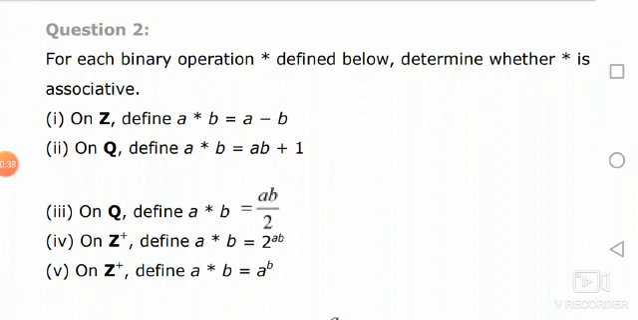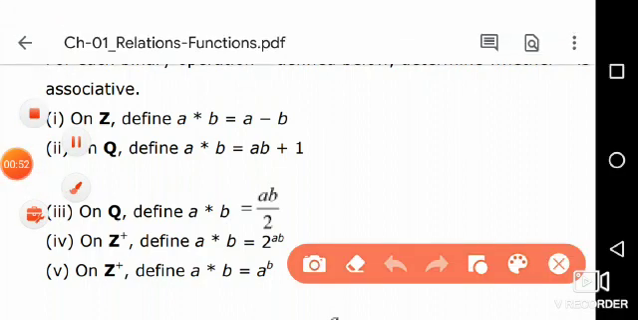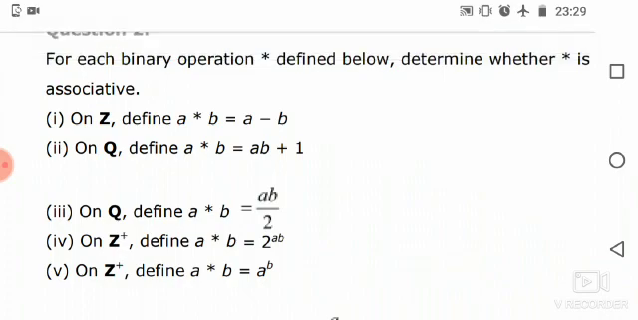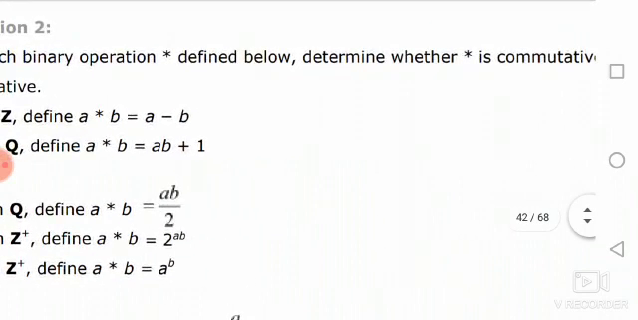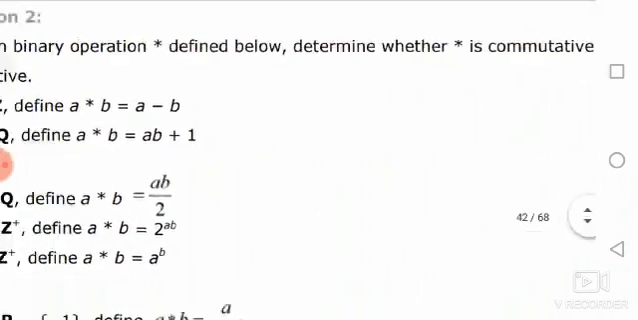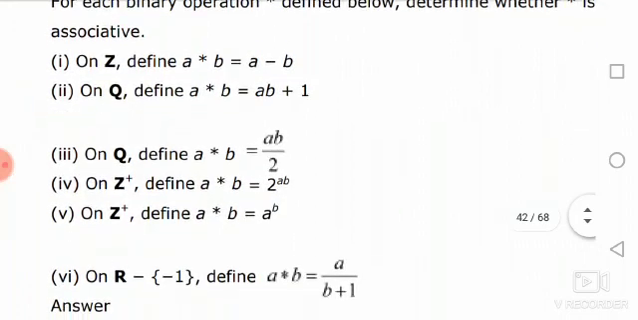Dear students, let me take question number 2. For each binary operation star defined below, we have to determine whether the star is commutative or associative. We have to check whether star is commutative or associative.